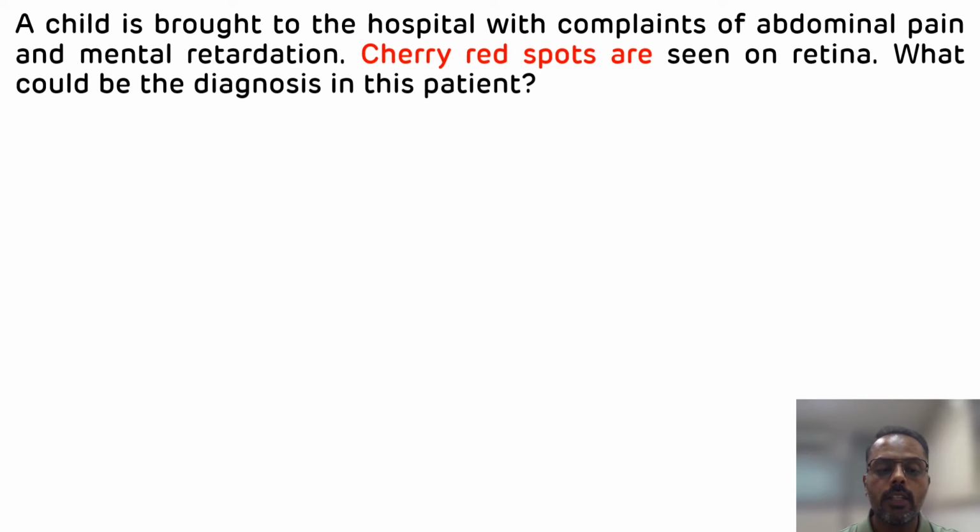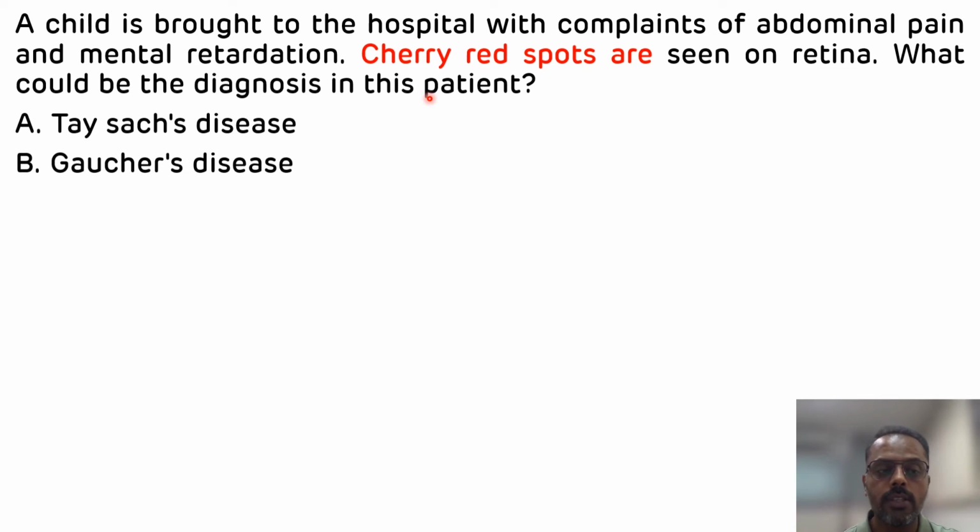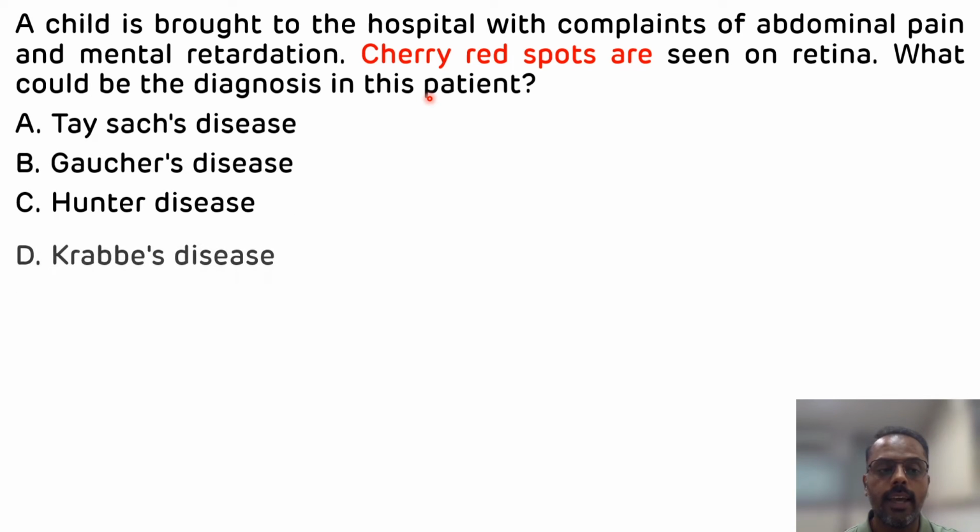Then another question is, a child is brought to the hospital with complaints of abdominal pain and mental retardation. Cherry red spots are seen on the retina. What could be the diagnosis in this patient? And the options are Tay-Sachs disease, Gaucher's disease, Hunter's disease, and Krabbe disease.